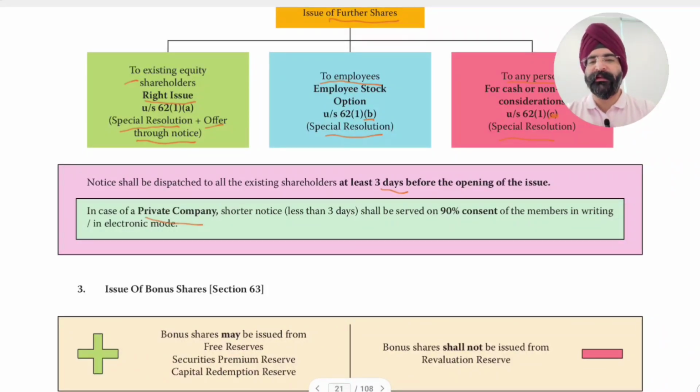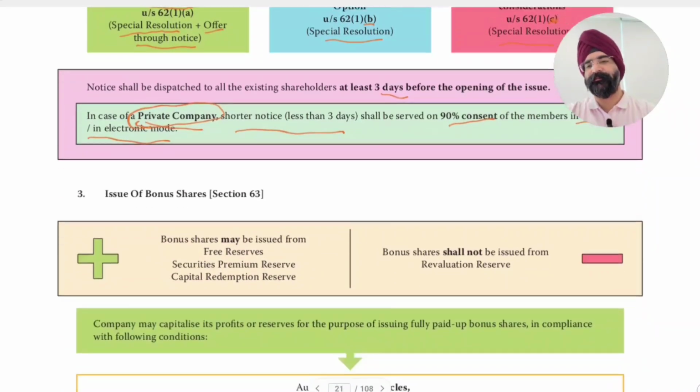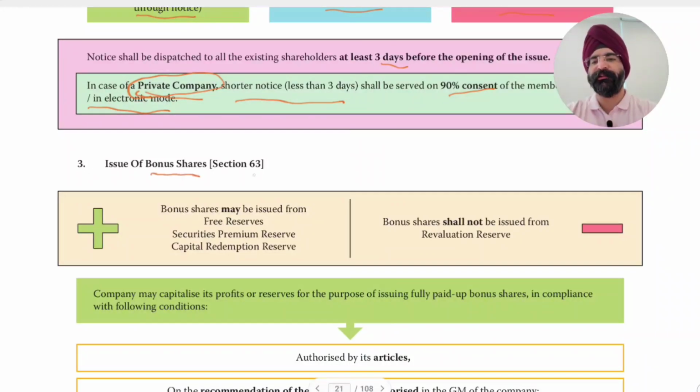In case of a private company, a shorter notice of less than 3 days may be served with the consent of 90% of the members in writing or in electronic mode, meaning through email. If you get consent of at least 90% of the members, then you can give a shorter notice, and this option is available only to private companies. So we will pass a special resolution, then we will offer through notice with at least 3 days time period.